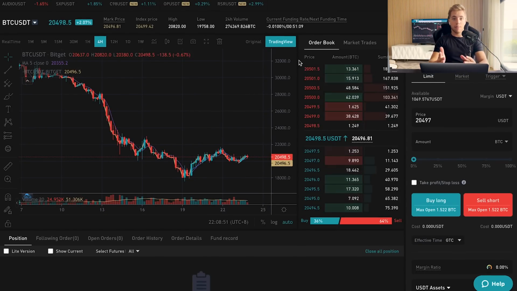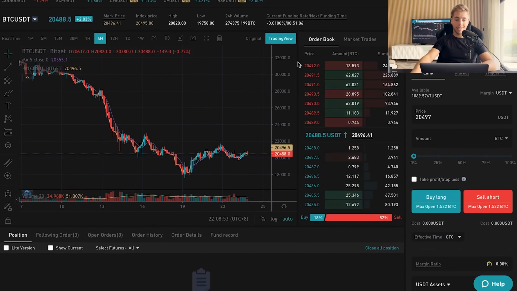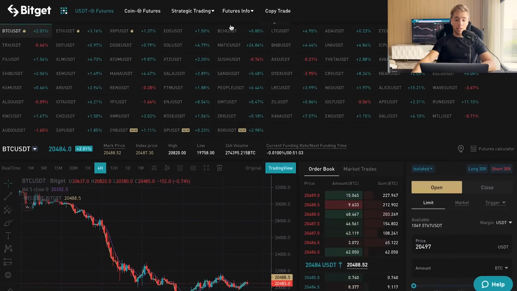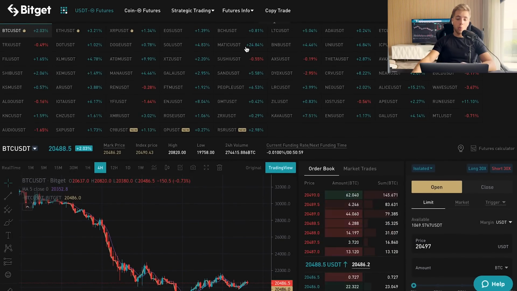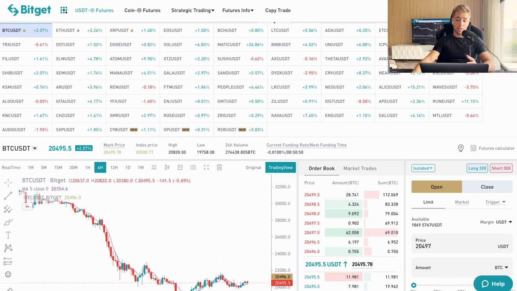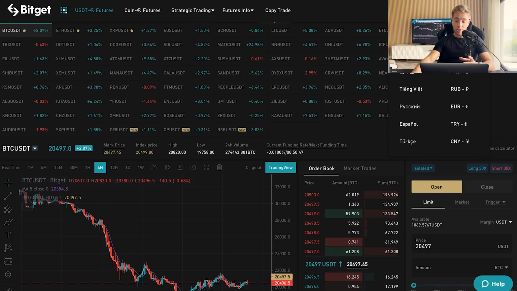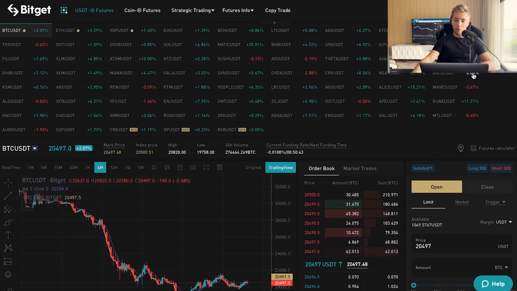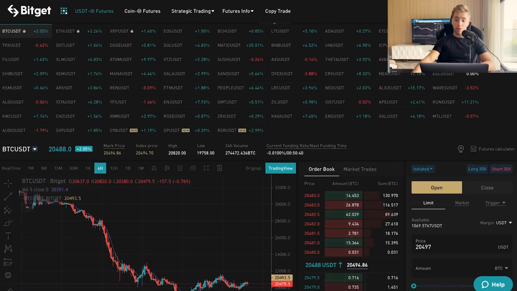If you see it for the first time, it may look complicated, but it's actually not that complicated. You can see here all the pairs that you can trade, with the 24-hour percentage of profit or loss of each cryptocurrency. Here you can change the appearance. Here you can change your language. If you prefer any other language or any other currency, you can change it here.